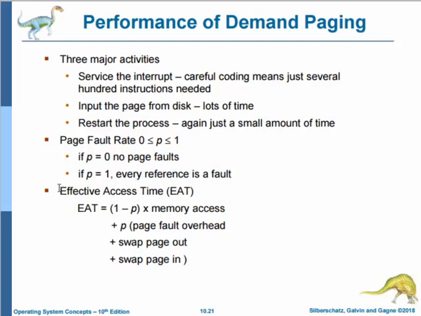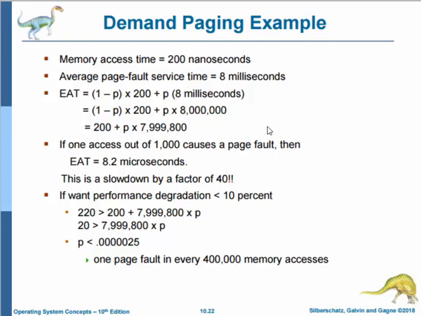We have learned about this last time, the effective access time, and it is computed as (1 minus P) multiplied by the memory access time plus P multiplied by the page fault overhead plus the swap page out plus the swap page in. As an example for demand paging, consider a memory access time of 200 nanoseconds and an average page fault service time of 8 milliseconds. To compute the effective access time, using the formula, we multiply (1 minus P) by 200 nanoseconds plus P multiplied by 8 milliseconds. So we get the answer 200 plus P multiplied by 7,999.